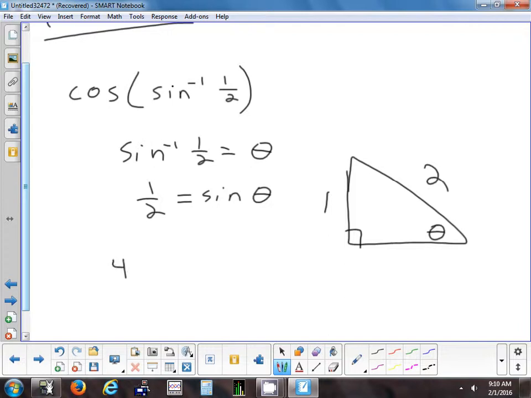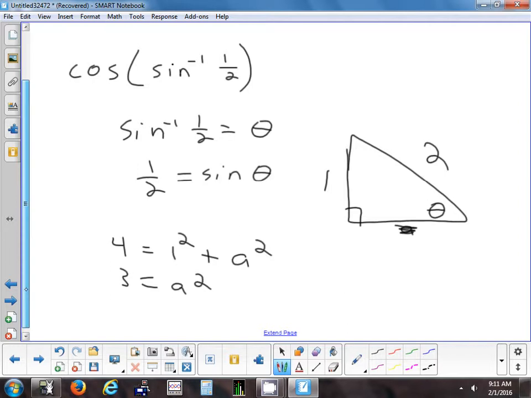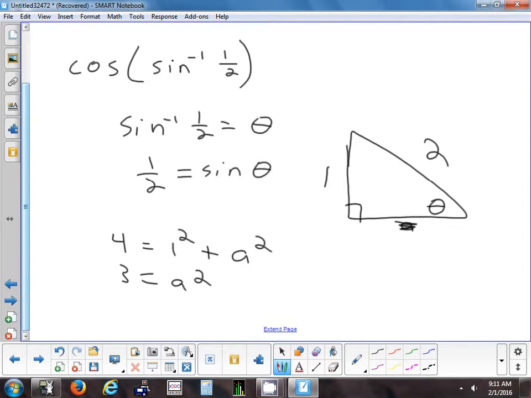So we have hypotenuse squared, 4. 1 squared. For now, you can call the bottom side A, but we're going to have that answer in a second. So bring your 1 to the other side. And Tyler, how long is that bottom side? Square root of 3. Yeah, we'll just write it as the square root of 3.